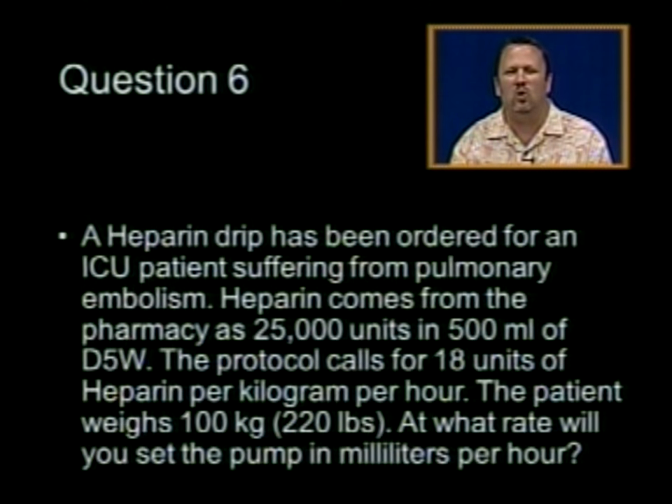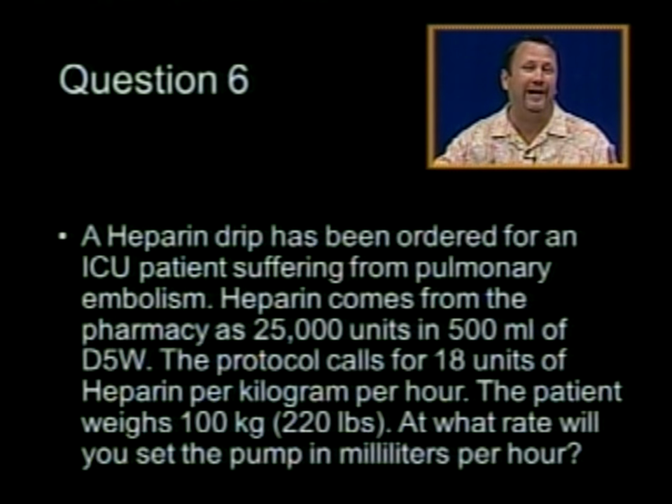A heparin drip has been ordered for the ICU patient suffering from a pulmonary embolism. Before we gave them a loading dose, now we're going to give them a maintenance dose, and that's the heparin drip. The heparin comes from the pharmacy as 25,000 units in 500 milliliters of D5W. And the protocol is going to call for 18 units of heparin per kilogram per hour.